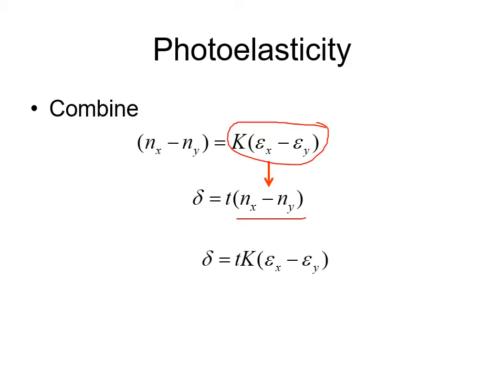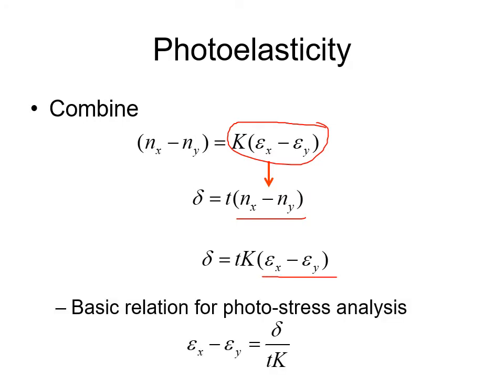What we end up with now is delta is equal to t times k times now epsilon sub x minus epsilon sub y. Now we can rearrange this and solve for epsilon x minus epsilon y here, and when we do that, we end up with this relationship down here, the basic relation for photo stress analysis, where epsilon sub x minus epsilon sub y is equal to delta over tk. So we end up with this relationship right there.